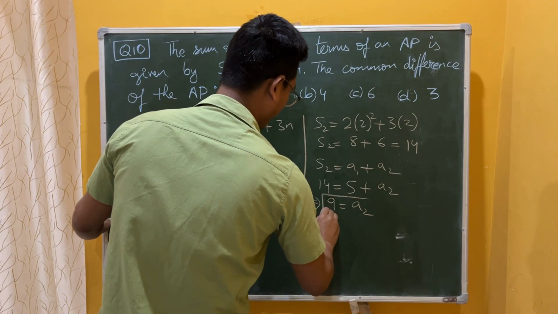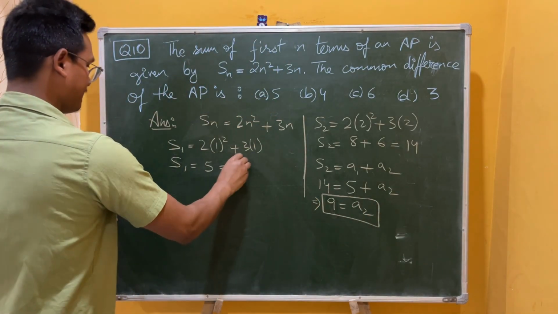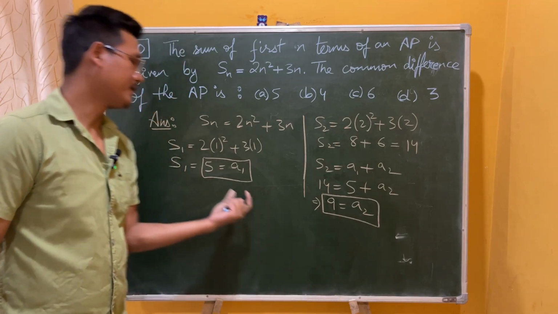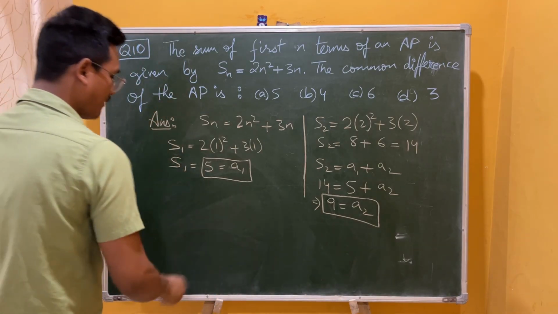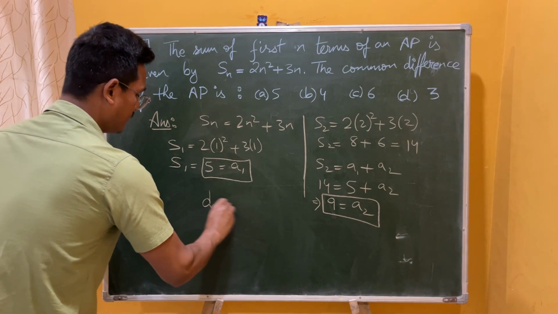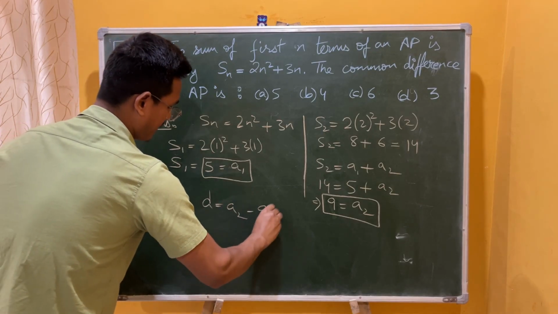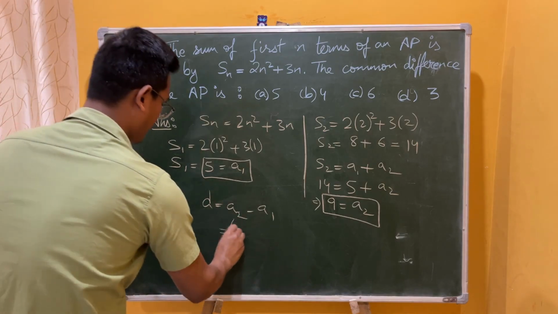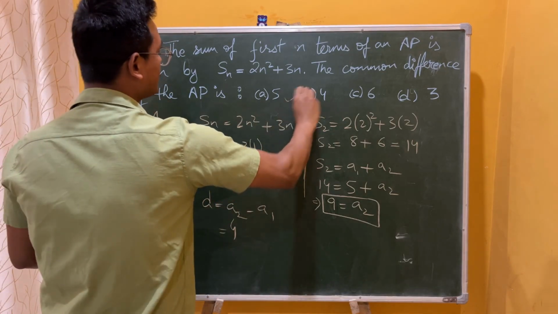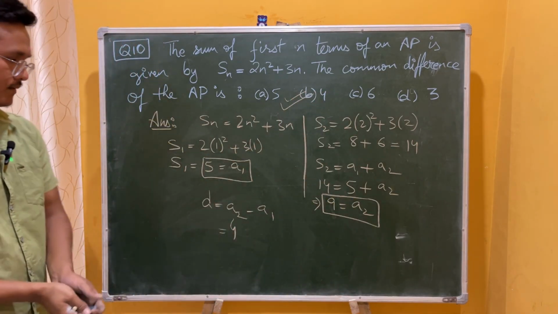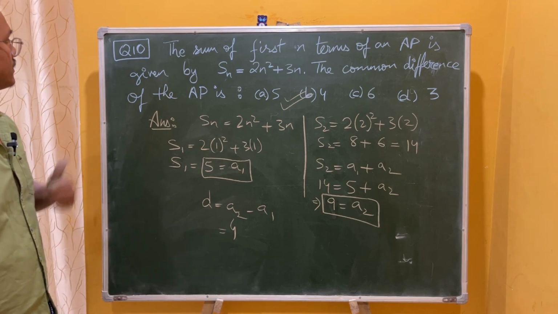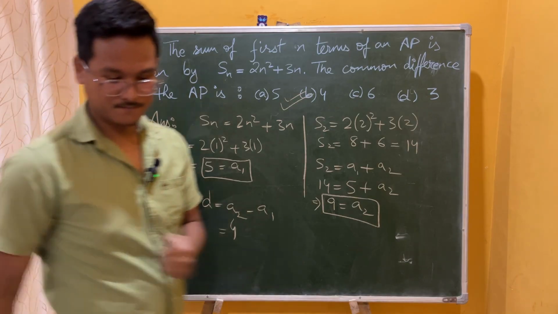So you know the second term and the first term, right? The common difference is the second term minus the first term. So D is A2 minus A1, which is 9 minus 5, which is 4. So the answer is 4. Alright, this was a great question. Let's move on to question number 11.